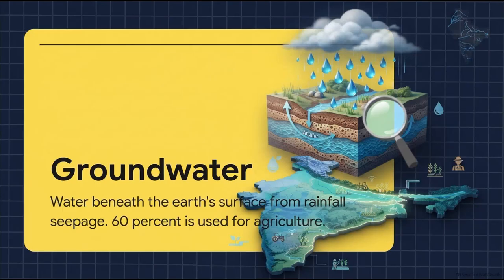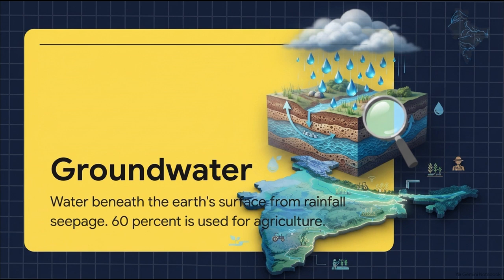Our second source is groundwater, and this brings up a really sharp contrast. This is the water present beneath the Earth's surface, completely dependent on rainfall seeping down into the soil. While surface water is dominated by those massive northern rivers we just talked about, groundwater is heavily drawn upon for farming everywhere else. In fact, 60% of all our groundwater is used strictly for agriculture, even though it's super unevenly distributed across the country.